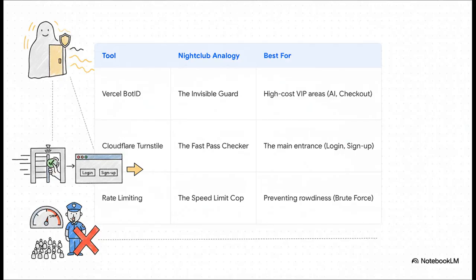You've got the invisible guard, who's perfect for your super exclusive VIP areas. Then there's the fast pass checker, who manages the main entrance. And finally, you have the speed limit cop, who's there just to make sure nobody gets too rowdy. Each one has a very specific job to do, because you wouldn't put the same guard on every single door. Let's break them down one by one.